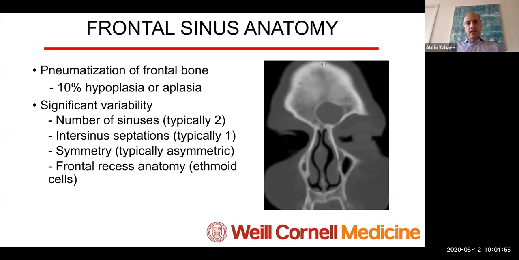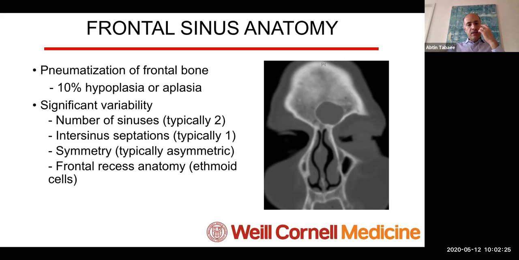Within the frontal sinus cavity itself, there's variability in terms of the number of sinuses. While there are typically two, you can have multiple partitions dividing up the sinus into more than two. The position and the location of the septations can vary. There's often only one partition, and it's usually close to the center, but it could be eccentric. Symmetry is also typically variable. Often there's asymmetry in the size and outflow drainage of the frontals from left to right side.